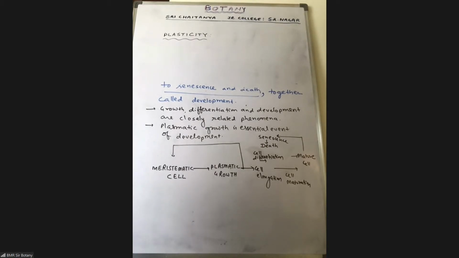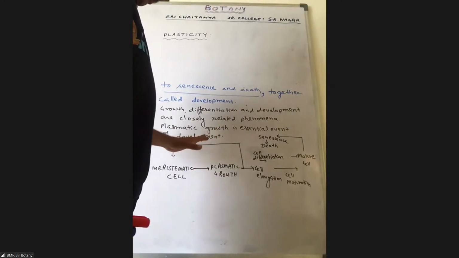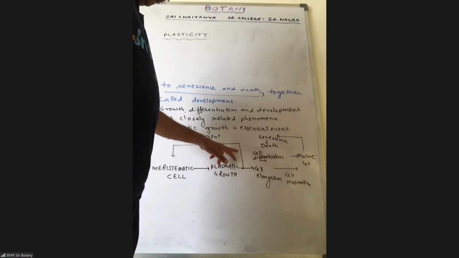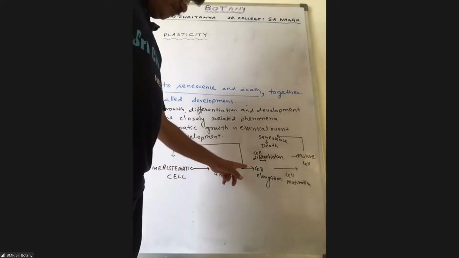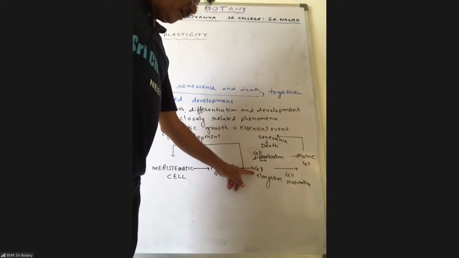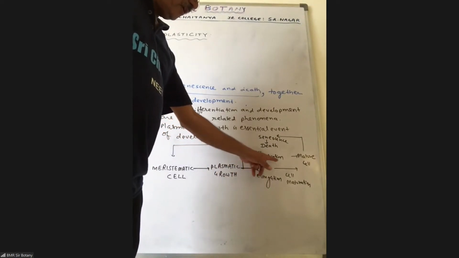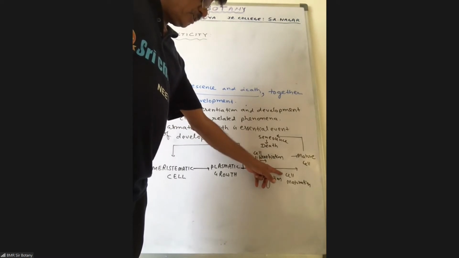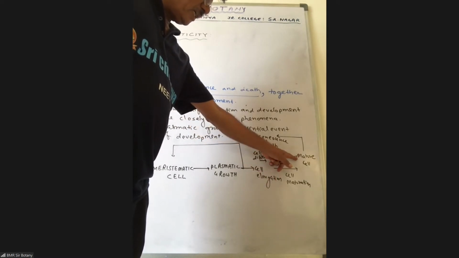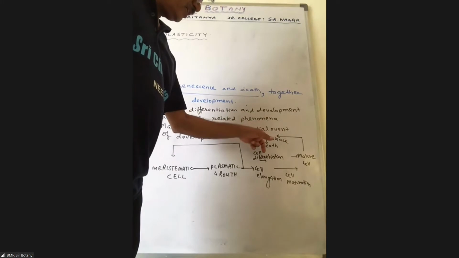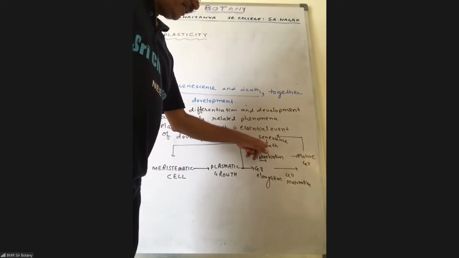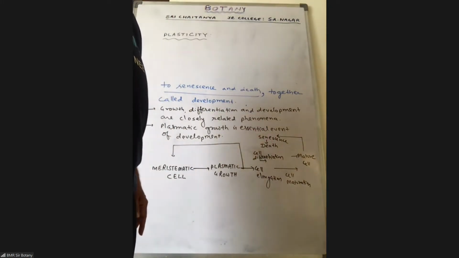So, once again, can you repeat that order? Plasmatic growth, then cell division. In the process, one may remain as meristem, another may undergo cell elongation, followed by cell differentiation, followed by cell maturation. So you get a mature cell, which will then undergo senescence and death. Thank you, sir.